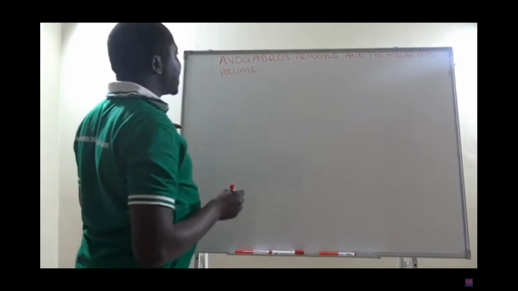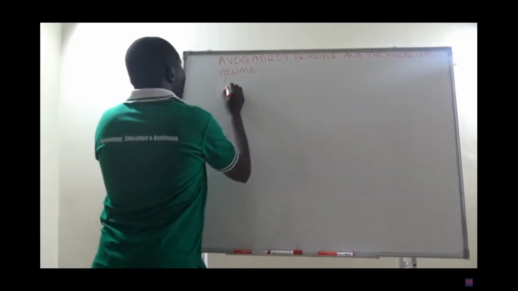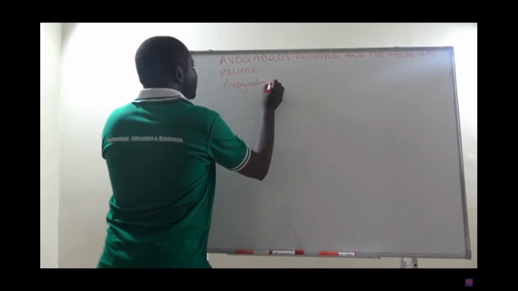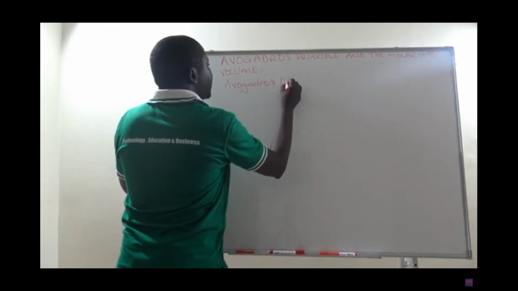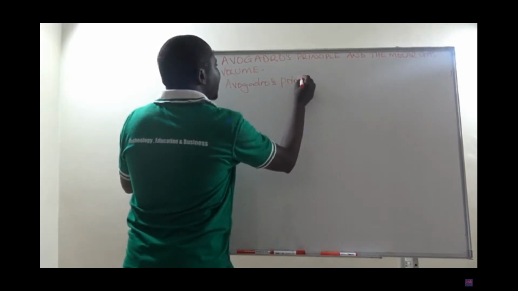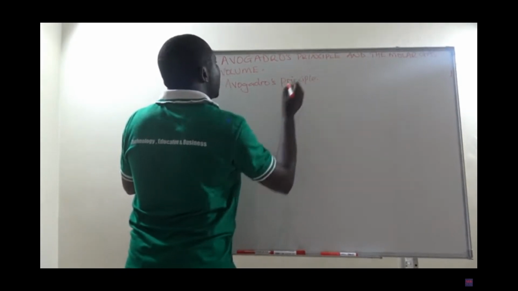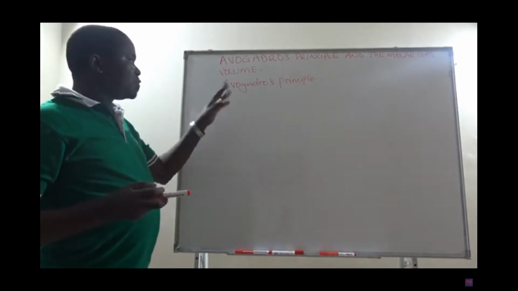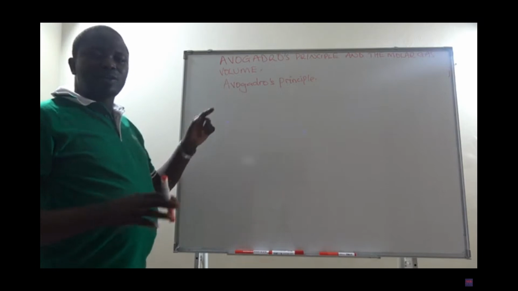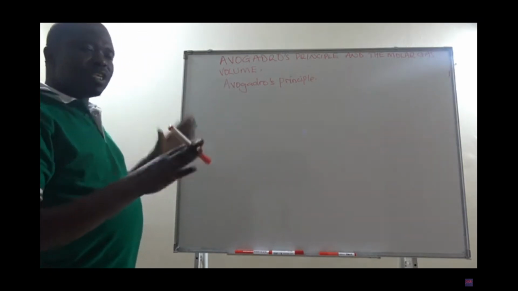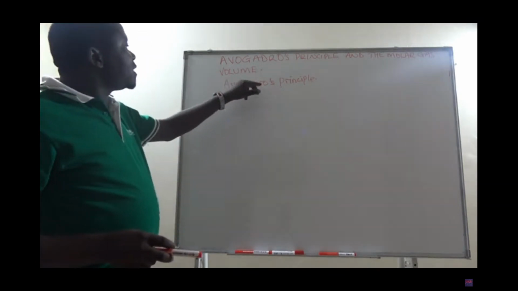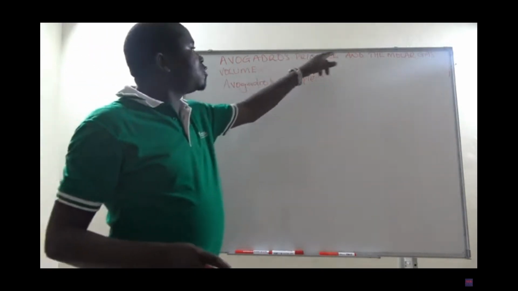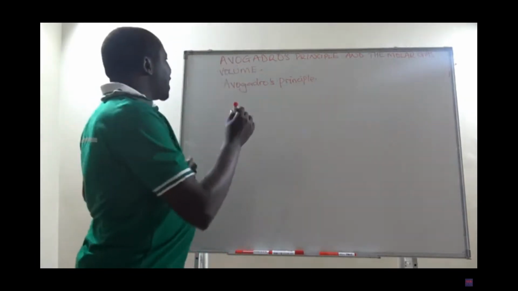So let us start with what we call Avogadro's principle. Can you remember Avogadro? I told you earlier that Avogadro is the father of the mole. He is the one who came up with the number of particles in one mole being 6.02 times 10 raised to the power 23. That's the number of particles in one mole of a compound. So it is the same Avogadro that came up with the principle that we are going to see. And that principle was used for coming up with what we call the molar gas volume.